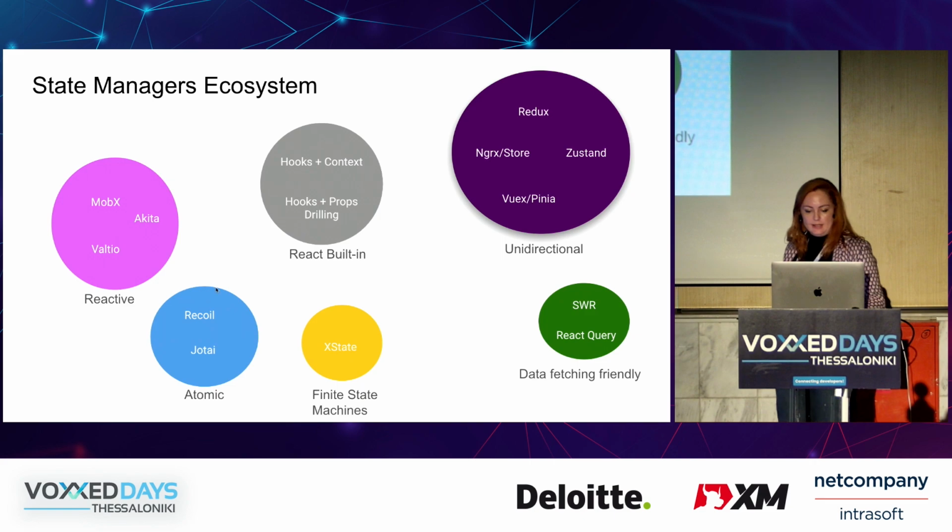atomic ones, finite state machines, we will see XState. MobX is a reactive one that we will see. So later on in the presentation, we will see an example for each one of them.